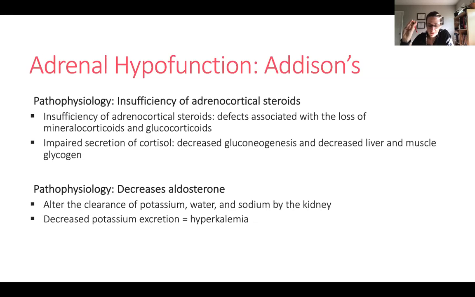And then with decreased aldosterone, the clearance of potassium and water and the sodium absorbed by the kidney is impaired. So decreased potassium excretion leads to hyperkalemia, which promotes hydrogen ion retention. That can lead to metabolic acidosis. So that question in the pretest was wrong. I will fix that for you guys, because metabolic acidosis can occur. I just have to make sure it doesn't say alkalosis.